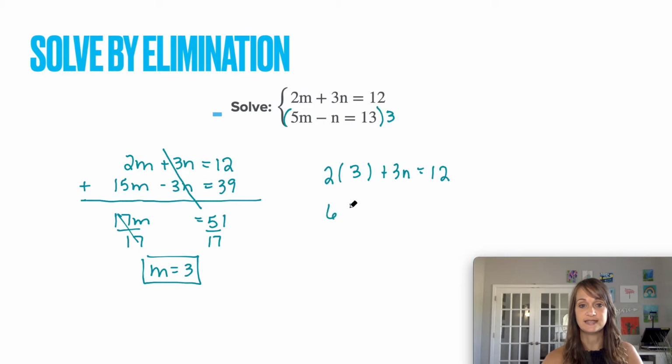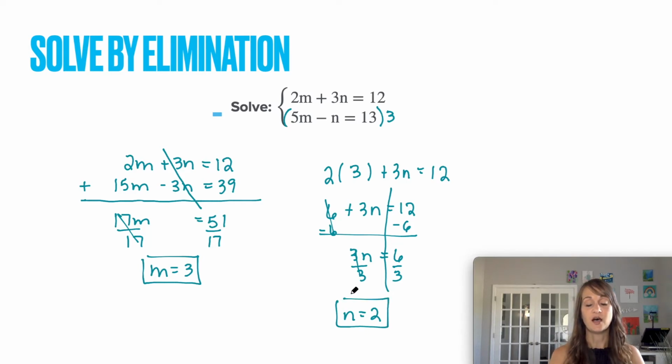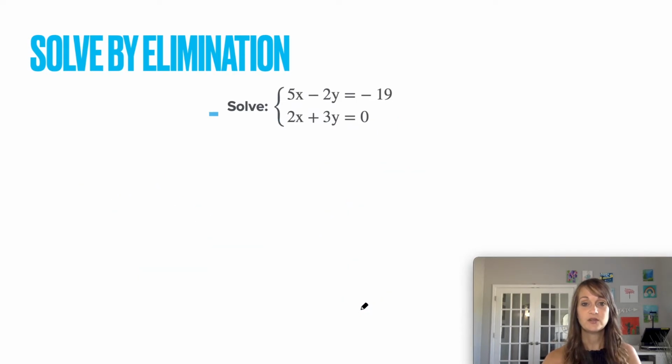2 times 3 is 6, plus 3n equals 12. To solve for n, I'm going to subtract 6 on both sides, and then I'll get 3n equals 6. I now can divide by 3, and so n equals 2. And we have now found our solution to the system of equations. m equals 3 and n equals 2. So let's do one more.